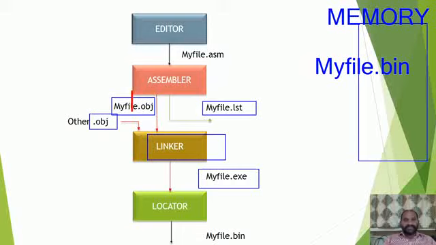The .obj file includes only the relative addresses as well as the opcodes only. It is not in mnemonic format, but here we have the mnemonic format. The linker links all the .obj files and creates one executable file, assigning the relative addresses, and the locator converts the exe file into the bin file. Sorry, the locator is converting the exe file into the .bin file. So this bin file is mapped into the memory.